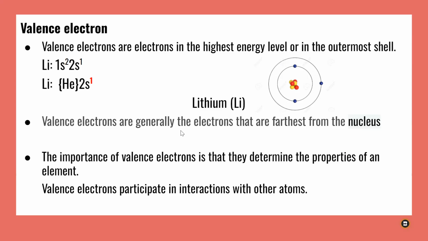Valence electrons are generally the electrons that are furthest from the nucleus. The importance of valence electrons is that they determine the properties of an element. Whether a reaction happens depends on the valence electrons. Valence electrons participate in interaction with other atoms. For this lithium, when there's a reaction between this and other atoms, it involves the valence electrons of the other atoms. These other ones are not taking part. It's only the valence electron. So it's very, very important.